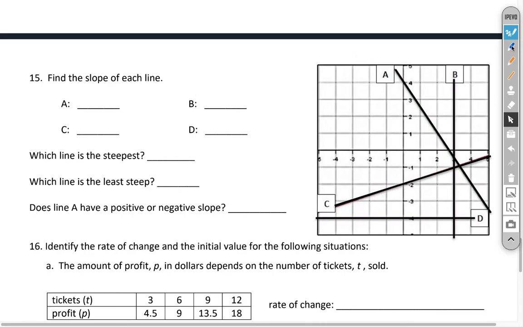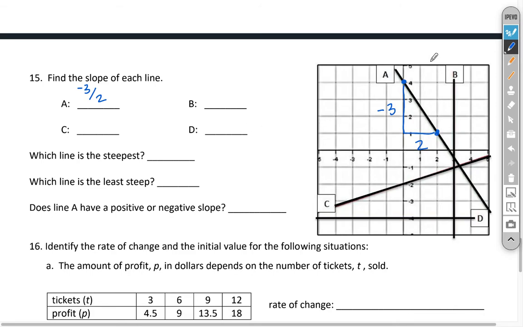All right, 15 wants us to find the slope of each line. So let's go ahead and do that. Let's start with A. We can make a point. Remember, we need to find 2 points. So here we go. And where's the next point? Right here. And then make our slope triangle. So we're going down 1, 2, 3. And notice this is a decreasing line, so it's a negative slope. And we're running 1, 2. So for A, our slope is -3/2.